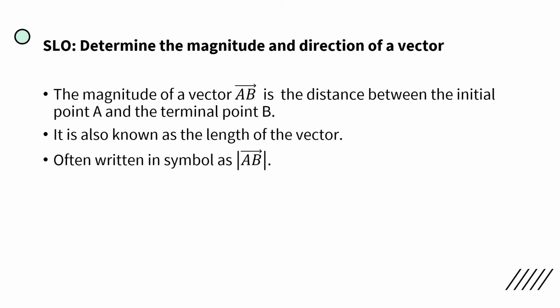The SLO covered in this video is determine the magnitude and direction of a vector. The magnitude of a vector is the distance between the initial point of the vector and the terminal point of the vector. It is sometimes called the length of a vector, and it is written as the absolute value of the vector.